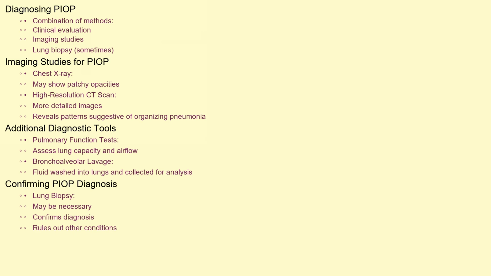Diagnosing PIOP requires a combination of clinical evaluation, imaging studies, and sometimes a lung biopsy. A chest X-ray may show patchy areas of opacity, while a high-resolution CT scan provides more detailed images of the lungs, often revealing characteristic patterns suggestive of organizing pneumonia. Pulmonary function tests can assess lung capacity and airflow. In some cases, a bronchoalveolar lavage, where fluid is washed into the lungs and then collected for analysis, or a lung biopsy may be necessary to confirm the diagnosis and rule out other conditions.